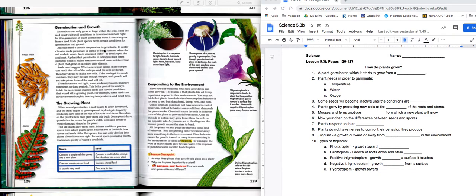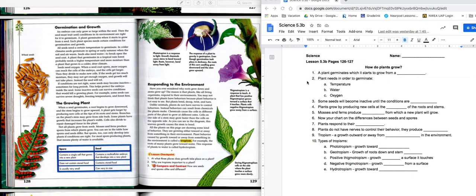All seeds need certain temperature to germinate. I wrote that for you. In colder climates, seeds germinate usually in the spring or early summer when the soil and air are warm. Seeds also need water to break open the seed coat. A plant that germinates in a tropical rainforest probably needs a higher temperature and more moisture than a plant that grows in a colder or drier climate.